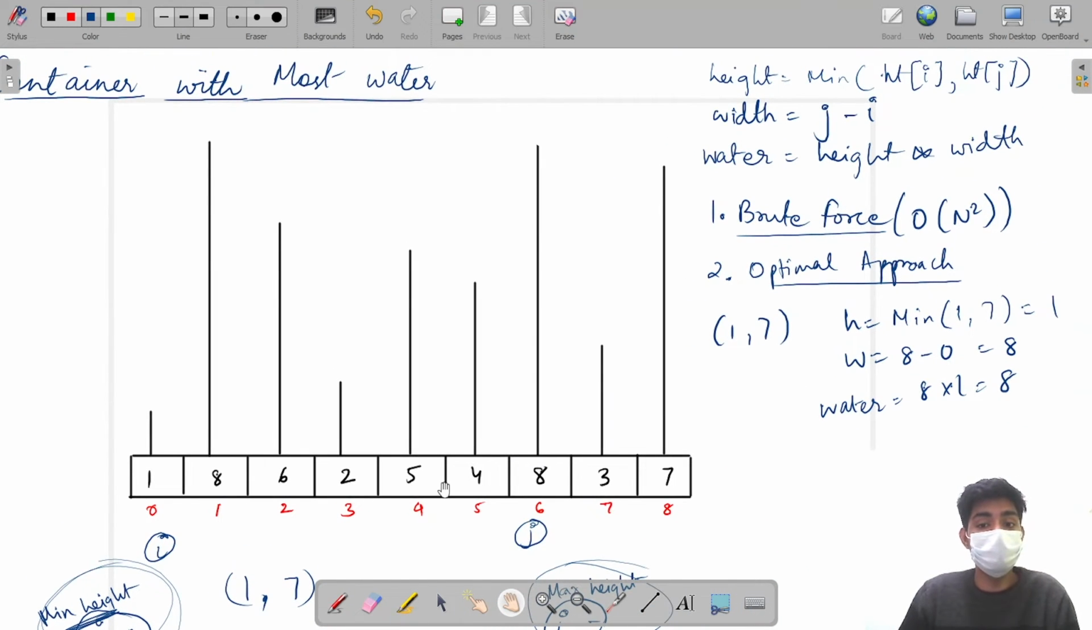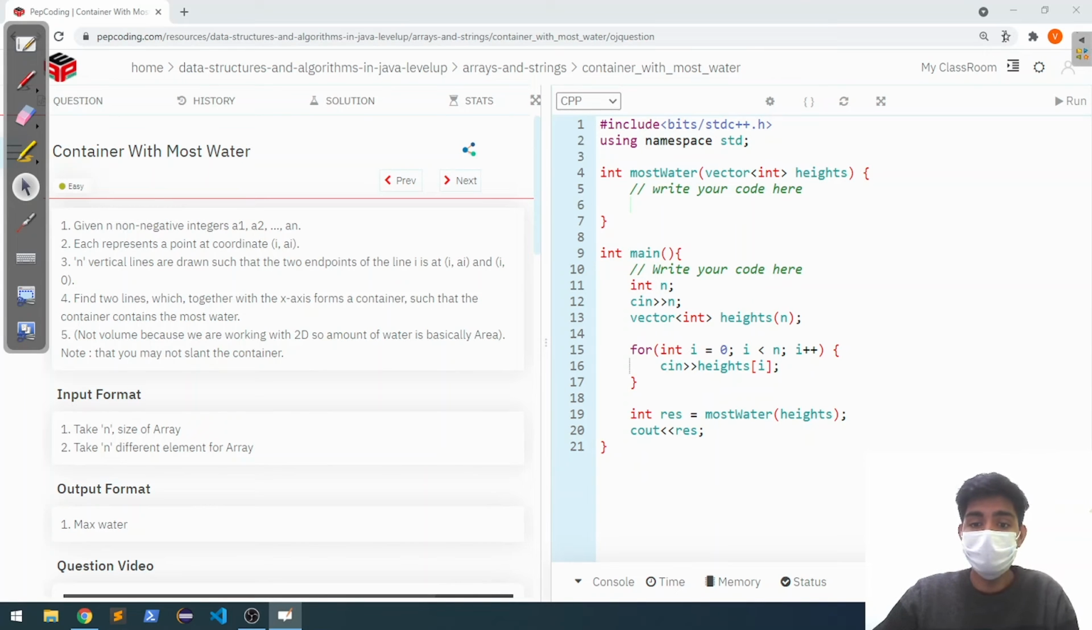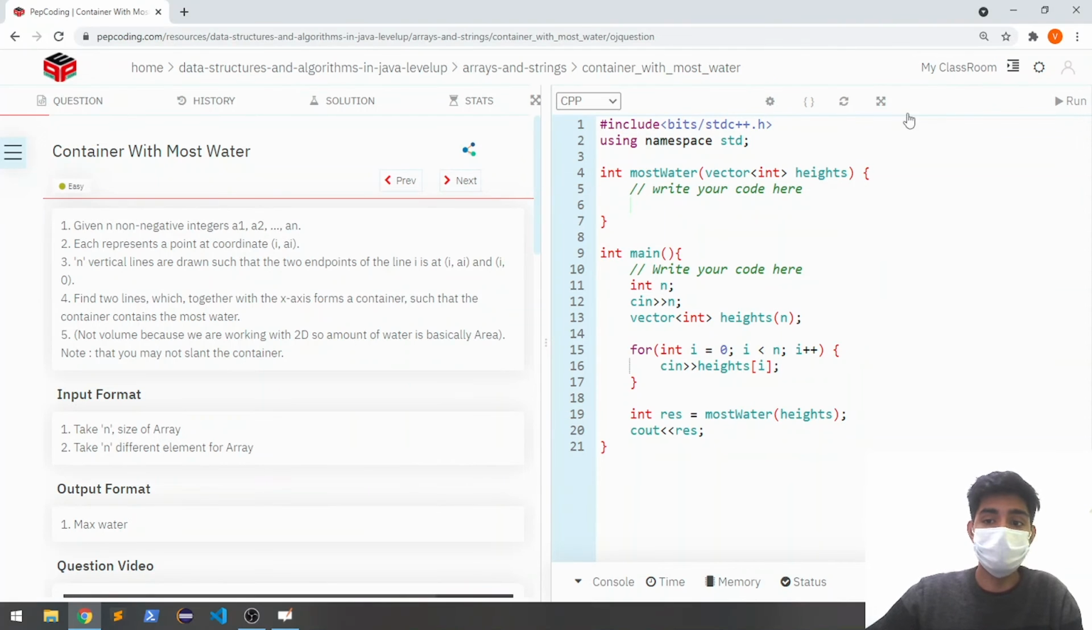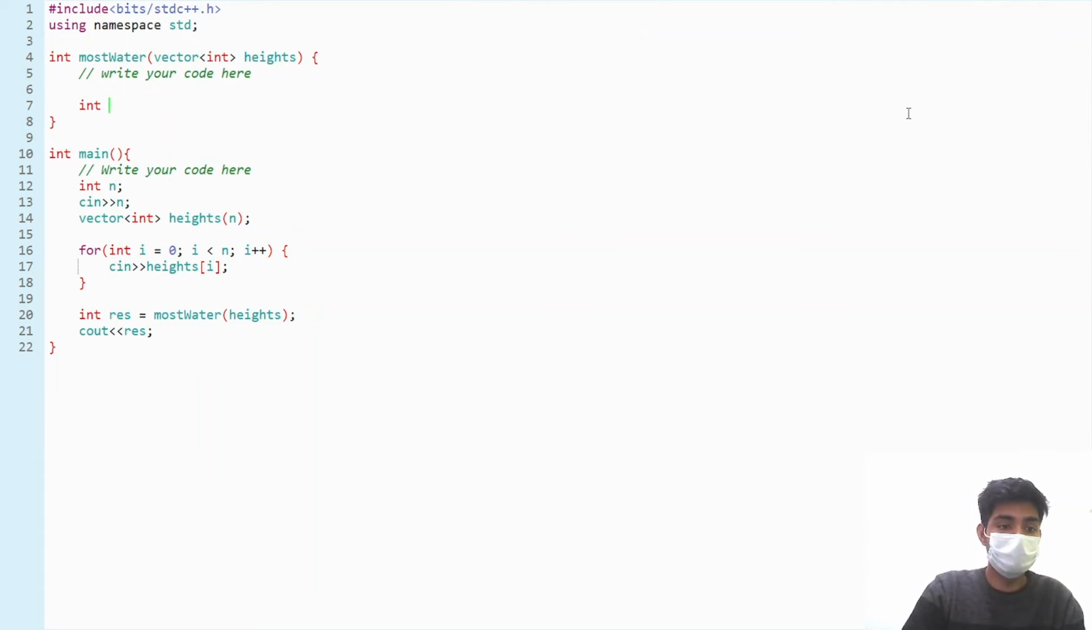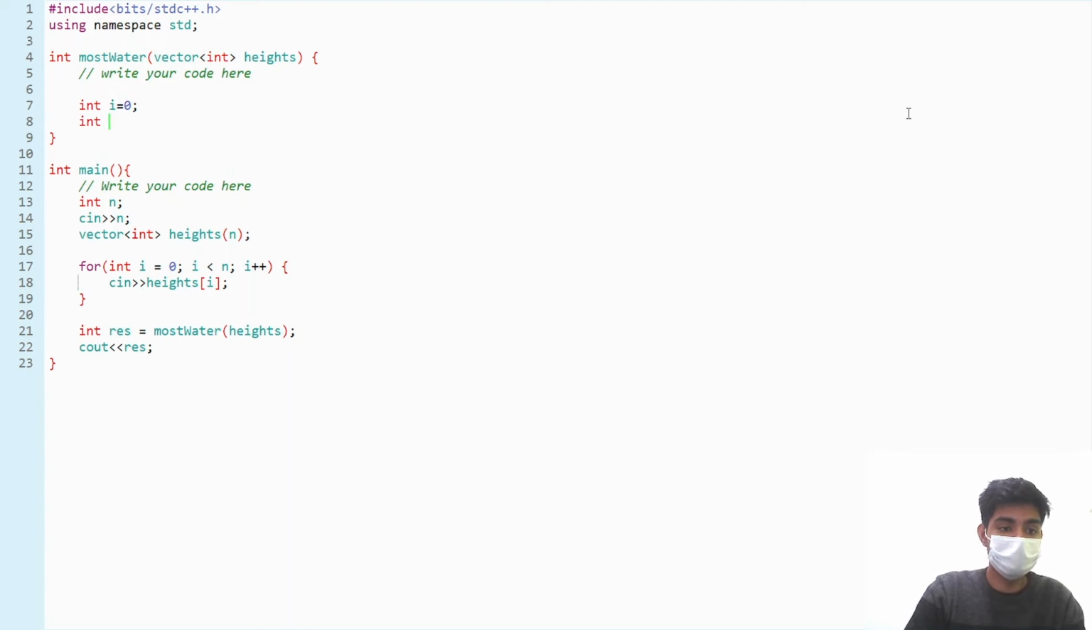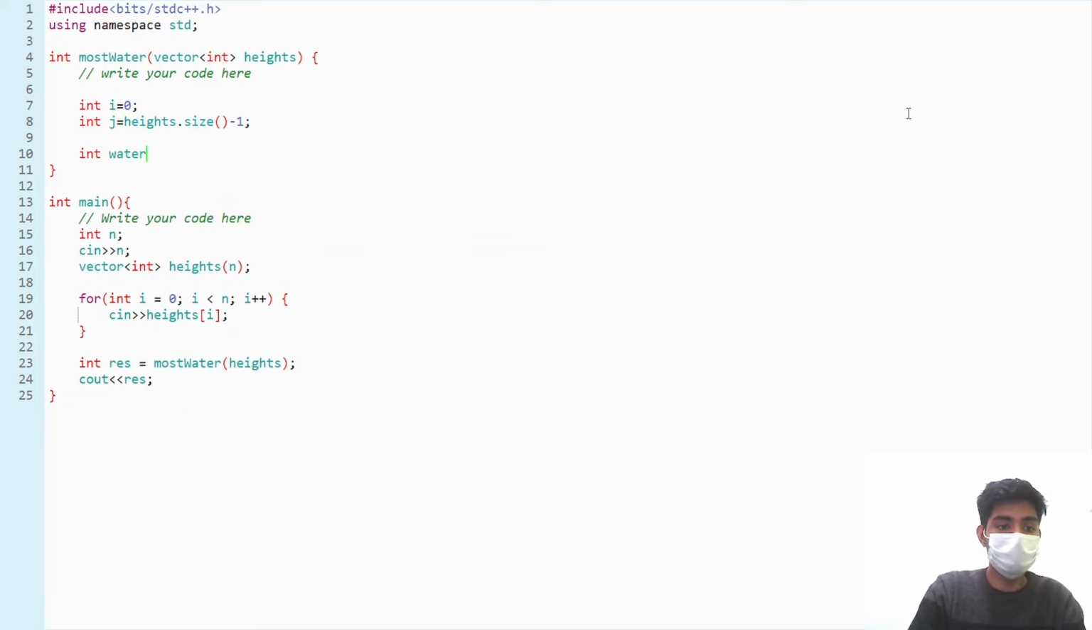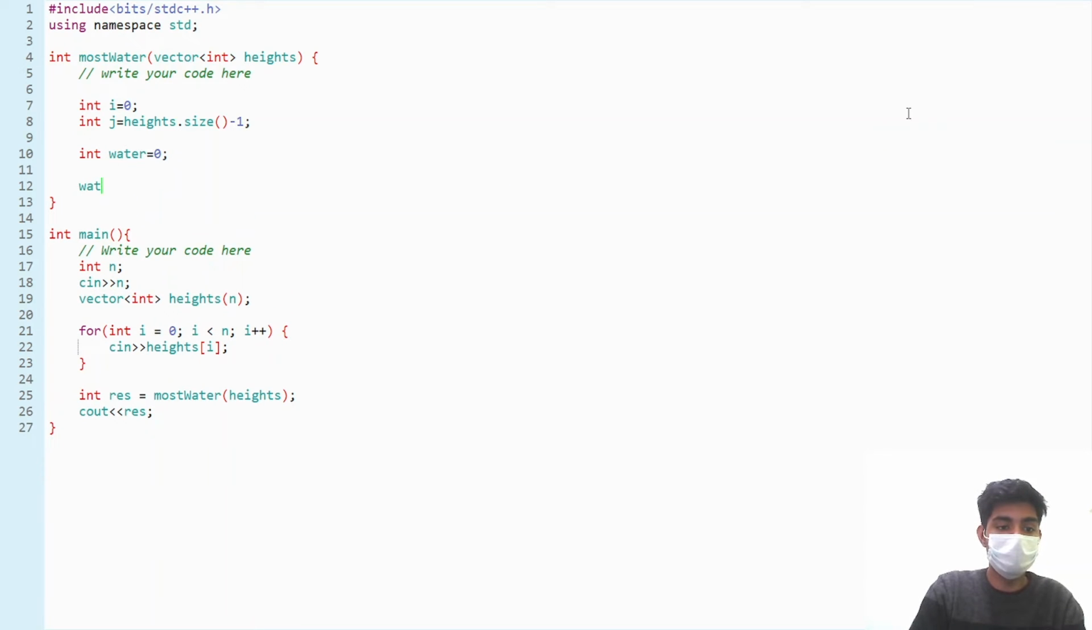Now let's try to code this. And if you have even a slight idea of how it is working, it will be more clear as we dry run the code. Okay. So first we need I and j pointers. Now j is at the end, so heights.size minus 1. We also need a water variable, and we will return this water only.